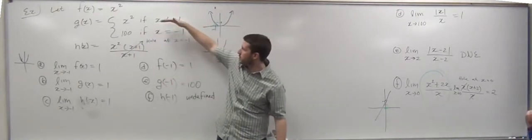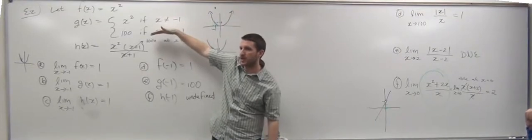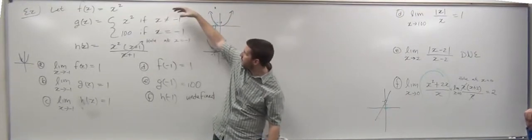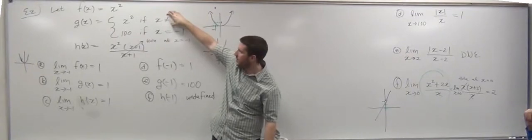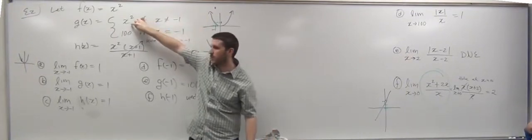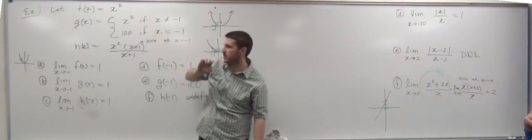So sometimes you'll see these piecewise functions, okay? And if your piecewise function has just one single point taken out of it, then as far as the limit goes, you only focus on this. And this point doesn't affect the limit at all.